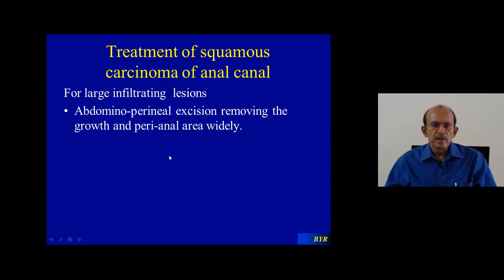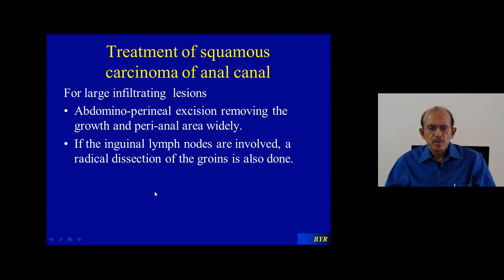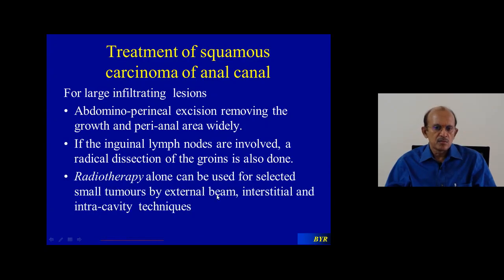So if the tumor is involving the whole anal canal and sphincters are also involved, wide excision means you have to remove the sphincters also. So when you are removing the sphincters, there is no question of continence. So in those cases, the best thing would be to do a colostomy and remove the total anorectum. If the inguinal nodes are involved, a radical dissection of the groins is also done.